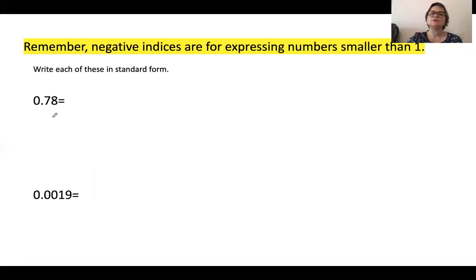Next one. But what if we have 0.78? So if you have two digits after the decimal point, and both of them are different to 0, again let's follow exactly the same steps. So we write 0.78 as a fraction. So we are going to have 78 over 100. And this one is going to be 78 times 100, which is 10 to the power of 2, so it becomes 10 to the power of minus 2 equals.